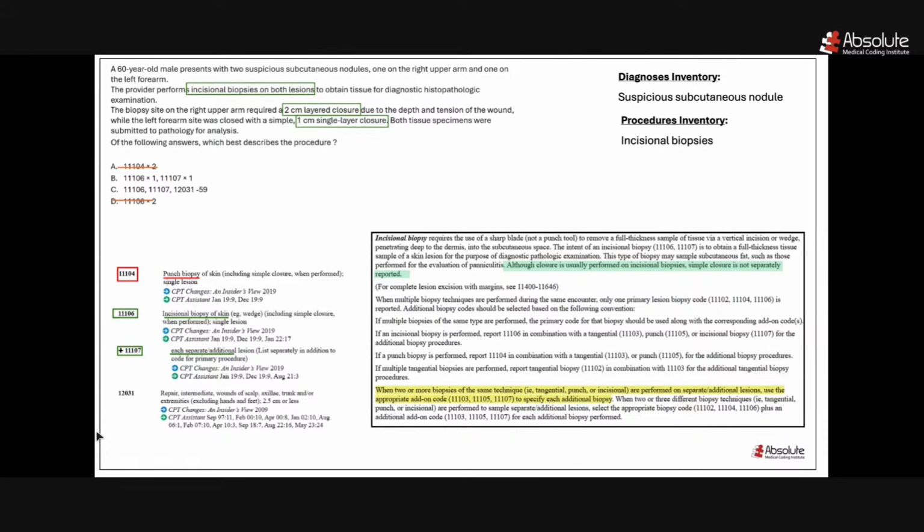It's also mentioned over there, closed with a simple 1 centimeter single layer closure. So you cannot report the simple repair performed in this scenario. But the first repair was done as a layered closure, and you all know that layered closure is an intermediate repair or intermediate closure. So intermediate closures are not included in these biopsy procedures, and yes, we can report the intermediate repairs separately.